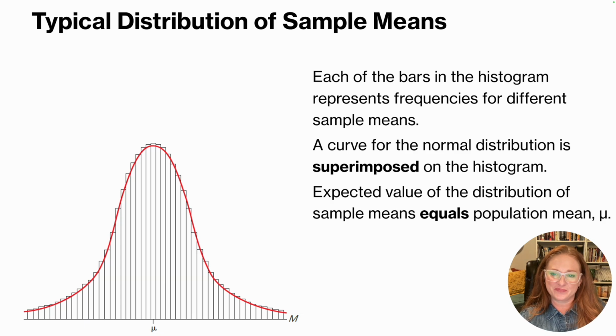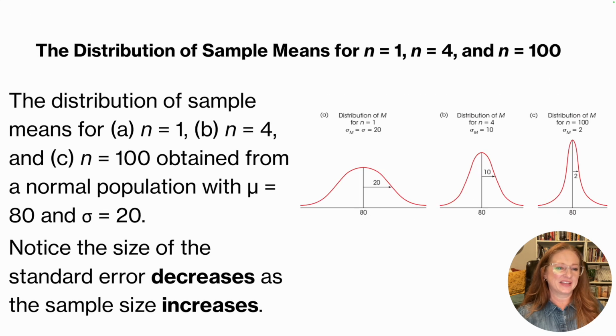The bars in the histogram represent frequencies. That red line is just superimposed on the histogram. The expected value of the distribution always equals the population mean. So this is again showing that the shape of the sample mean distribution is going to change depending on several things. What was your sample pool? What was the variability of that sample pool? And if you pull enough of those, it will start approximating the normal distribution.